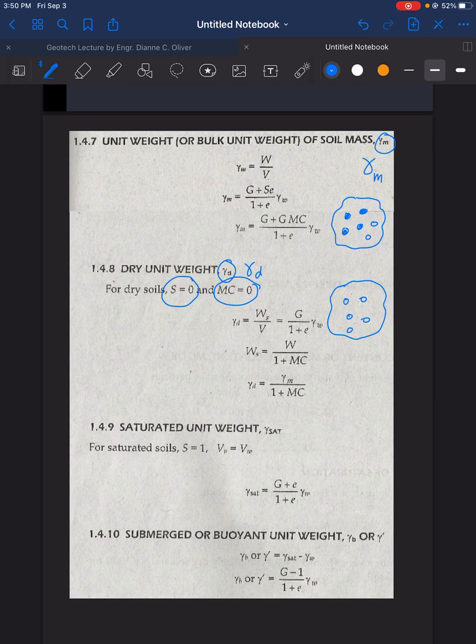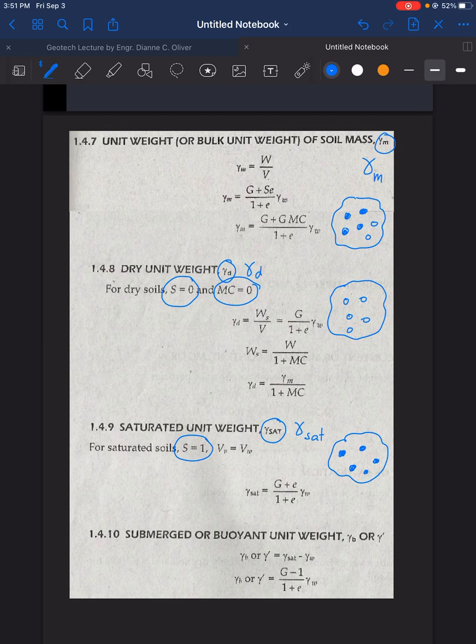Okay? The third one is the gamma sat or gamma saturated. For gamma saturated, the condition of the soil is that the saturation is 100%. So if this is the soil sample which has voids, all voids are filled with water, so that 100% of the voids contain water.